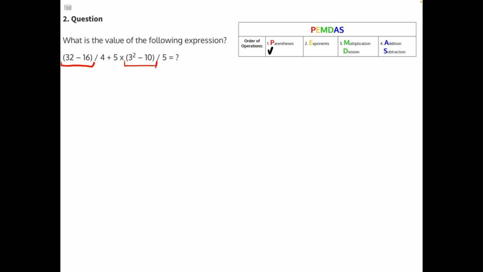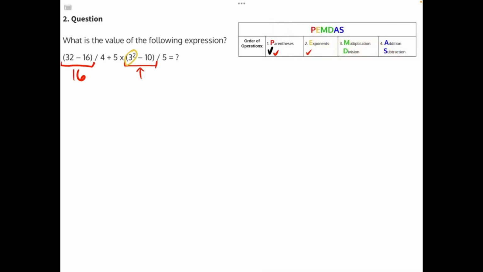32 minus 16 will give us 16. And then with this set of parentheses, there are multiple operations happening at once, so we need to actually apply PEMDAS, or our order of operations, to these parentheses. There are no parentheses inside of the parentheses, but there is an exponent. So let's resolve that next.